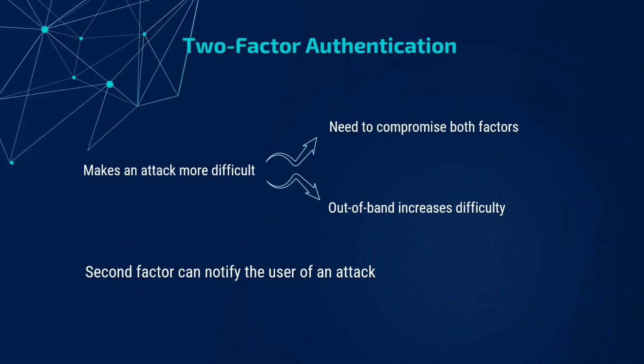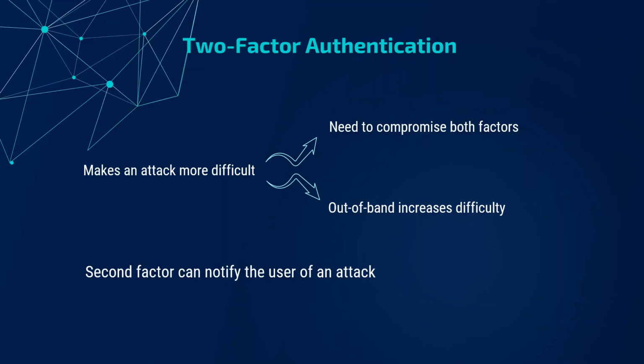So two-factor authentication makes an attack more difficult. Even if an attacker gets to know your password, the attacker still needs to compromise the second factor. And an out-of-band device increases difficulty because it is separate from your primary channel of communication.